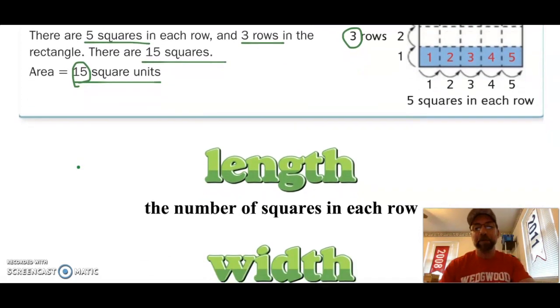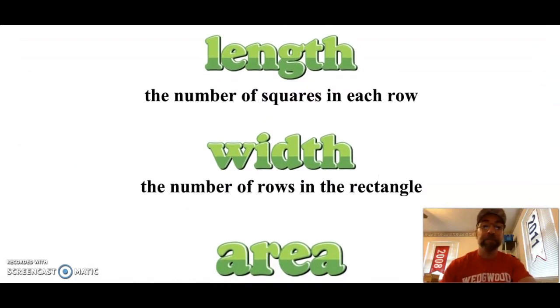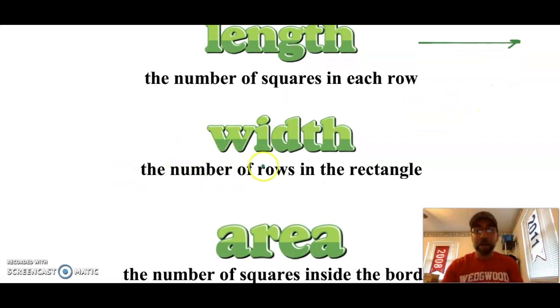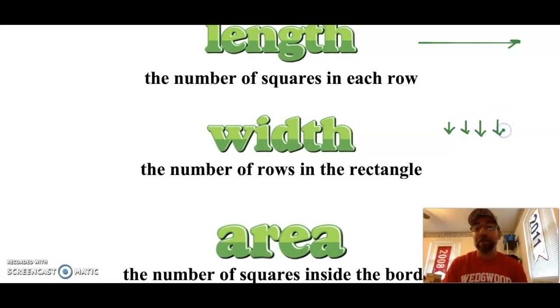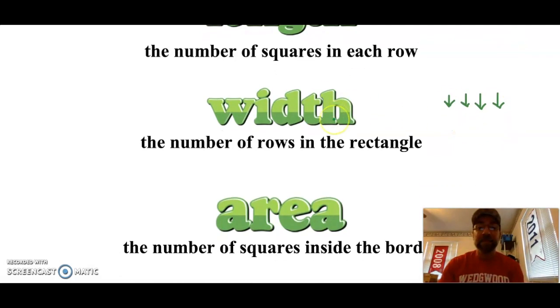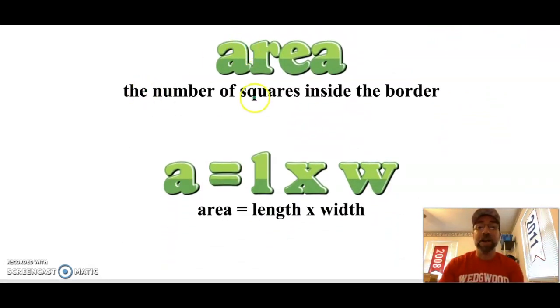Here are some really important vocabulary words that we're going to be looking at today. The first one is the length. The length is the number of squares in each row. So going horizontally, we will find our length of a rectangle. The width is the number of rows in the rectangle. So that means that our width is going to be really how many columns we are going to have. So we have our length and our width. And then the area is the number of squares inside our border.